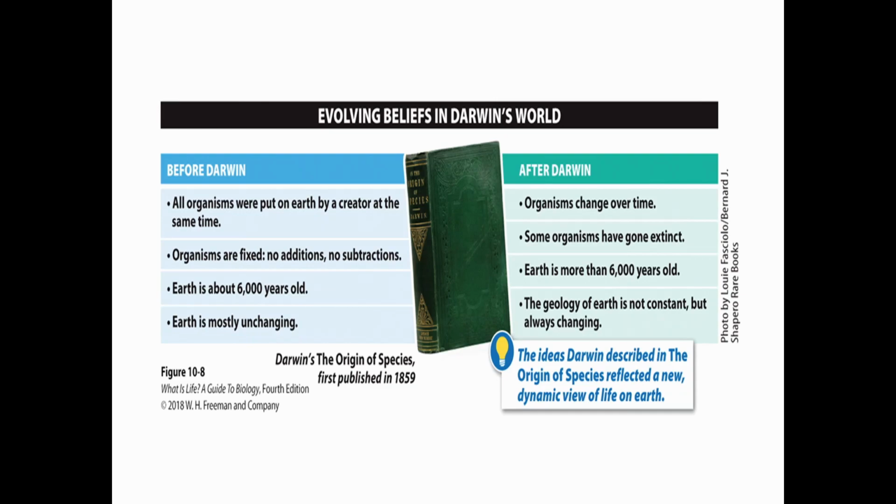After Darwin and other researchers who contributed to this concept, the common idea was that organisms did change over time, that there were organisms out there that did go extinct, that died out, that the Earth was well over 6,000 years old, and that the geology of the Earth was actively changing all the time. So this was a big shift, and On the Origin of Species was a catalyst in that shift in ideas.